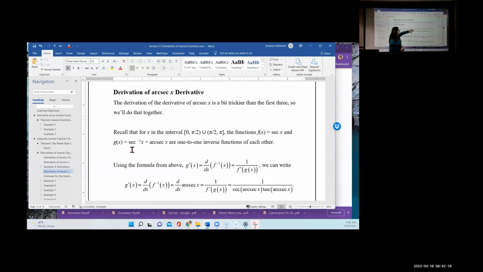It goes from including 0 to pi over 2, but not including pi over 2. And it looks like I've got my slash backwards. I don't know how that happened. And then pi over 2 to pi.